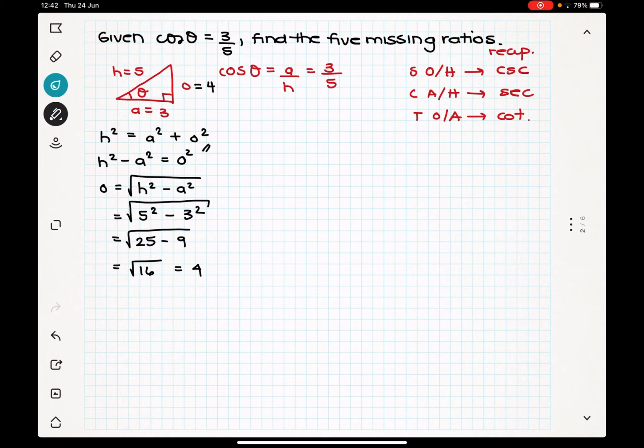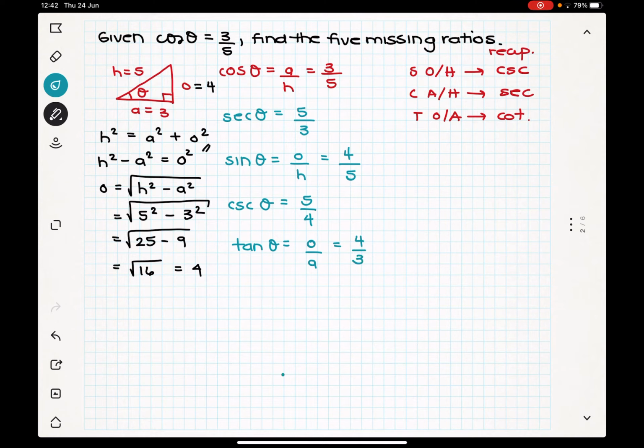So I know that the reciprocal of cosine is secant. So secant of theta is going to be 5 over 3. Then sine of theta is going to be opposite over hypotenuse. Opposite is 4, hypotenuse is 5. The reciprocal is cosecant, so it's going to be 5 over 4. Then we have tangent, which is opposite over adjacent. Opposite is 4, adjacent is 3. And then we have cotangent, which is the reciprocal. So I have 3 over 4.